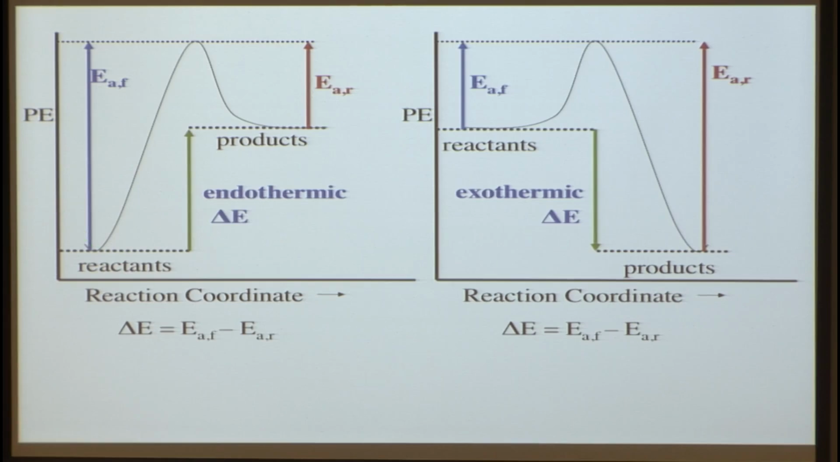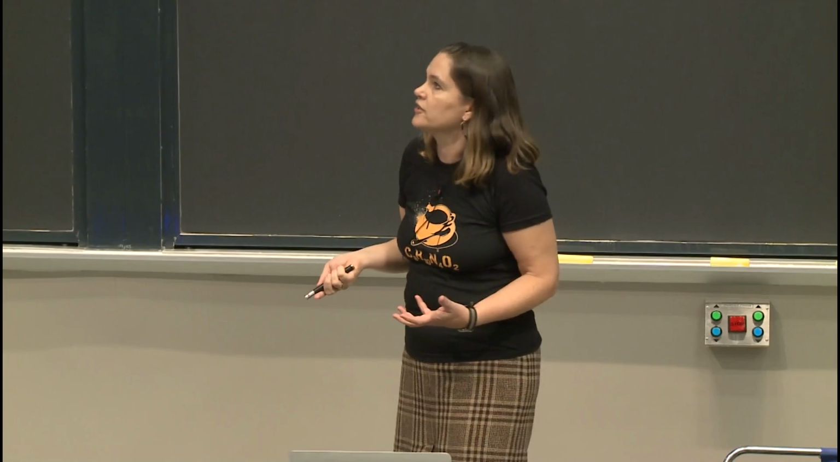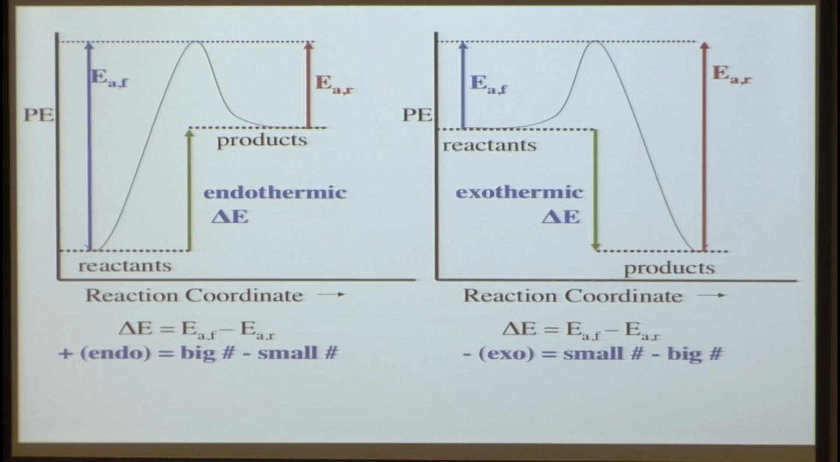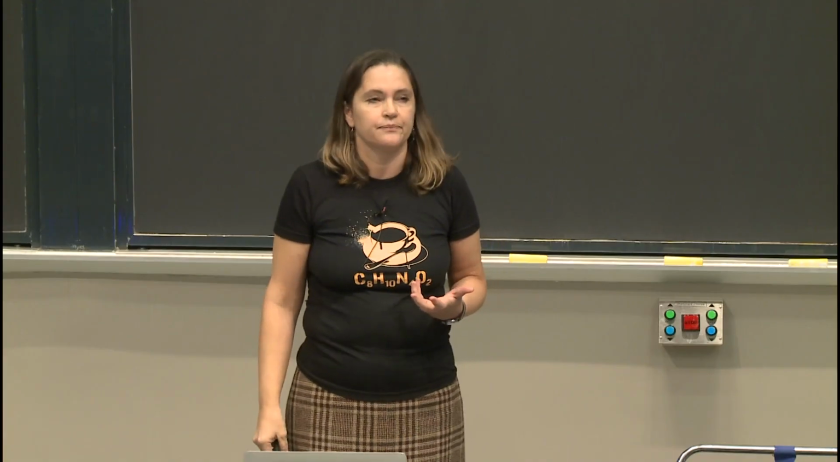So if we look at this endothermic reaction here, we have a big forward activation energy barrier minus a small reverse activation energy barrier. So that's going to give us a positive value for delta E, and it'll be an endothermic reaction. And if we look at this equation again and fill it in for the exothermic reaction, we have a small barrier in the forward direction, a big barrier in the reverse direction, and a negative value for delta E and delta H. It's an exothermic reaction.